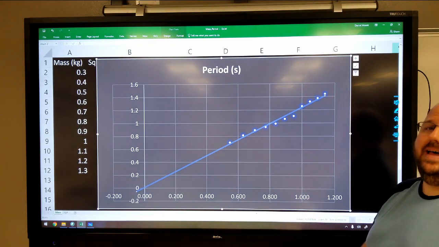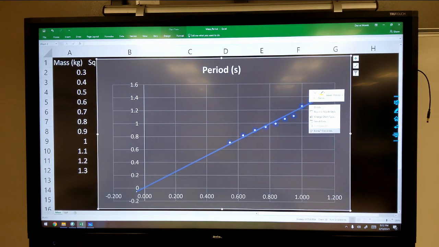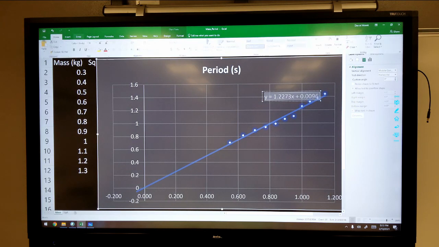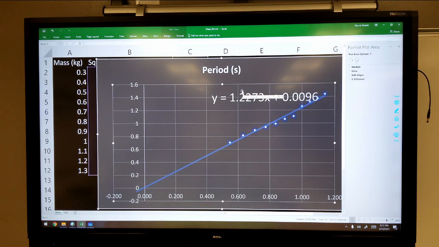And now, since it's a line, I can get the equation of that line. So I can do that just by formatting my trend line, display the equation on the chart. Bigger, maybe. So I get a slope, I'm gonna round to the nearest significant figure for my lab of 1.2, and then y-intercept that is essentially 0.0096 seconds, so that's a hundredth of a second, thousandth of a second, sorry. That's practically zero. So my equation then, since I know that this is y, copy and paste this to the whiteboard.